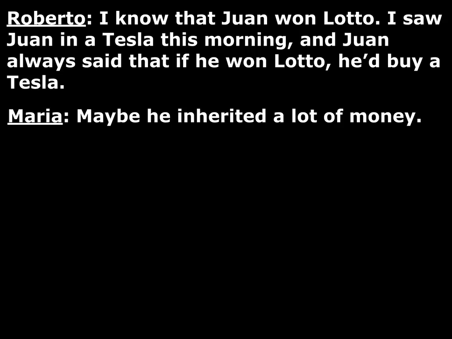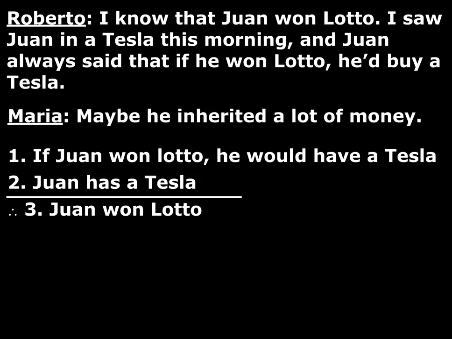Maria says, well, look, maybe he just inherited a lot of money. First off, let's look at Roberto's argument. If we wanted to put this reasoning in argument form, it would be something like this. If Juan won lotto, he would have a Tesla. How does he know that? Well, because Juan had told him that a lot. Juan buys lotto tickets, and he says this is why, because he really wants a Tesla. Juan has a Tesla. How does he know that? He just saw him driving around in one. So now he's concluding that Juan won lotto.